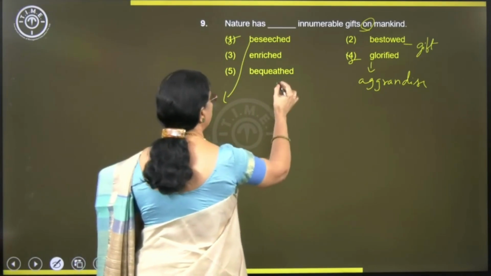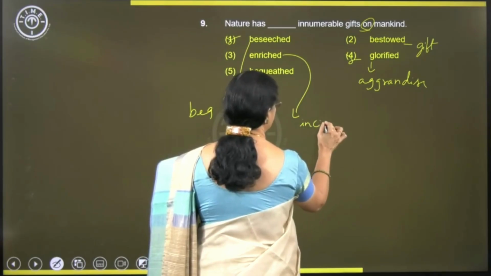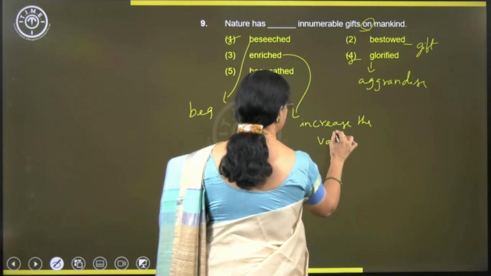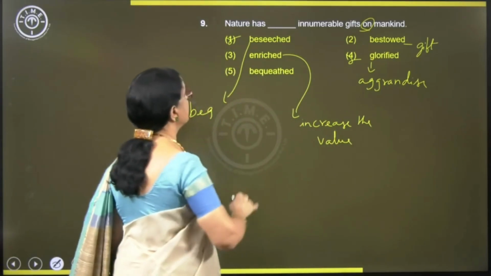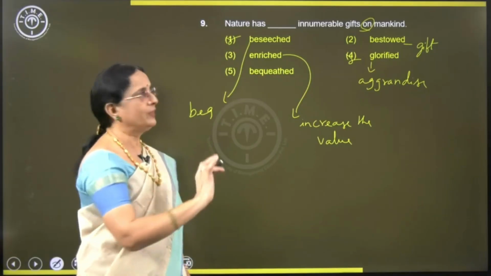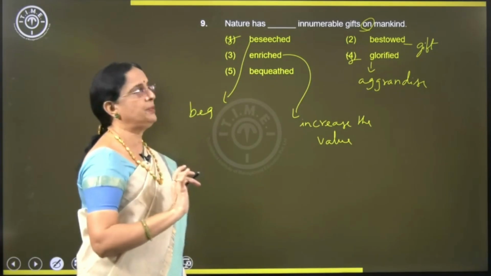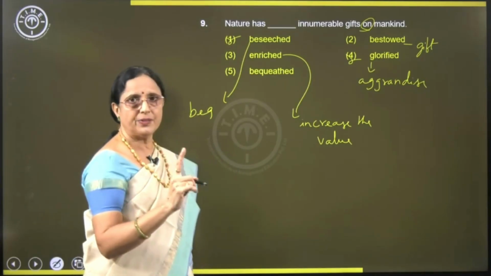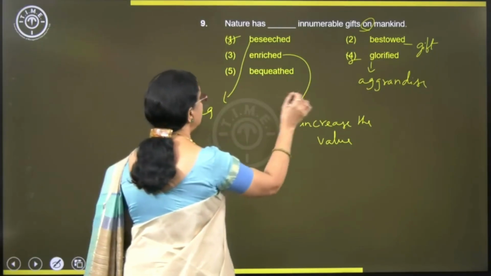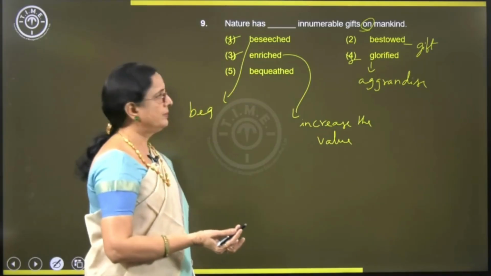Enrich is also aggrandize. Enrich is what? Increase the value of something. Enhance the value. That's also aggrandize, right? No, it's not. Nature has enriched innumerable gifts on mankind. Does not go with the flow. Enriched on the mankind. Remember that. Prepositions help you. So, not just the meaning of the word, but also the flow of thought and the usage. So, enriched on is wrong. Eliminate. Glorified on, wrong. Right.